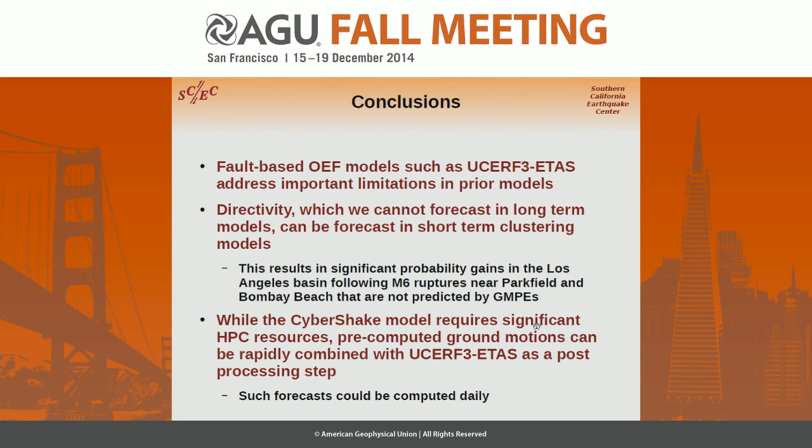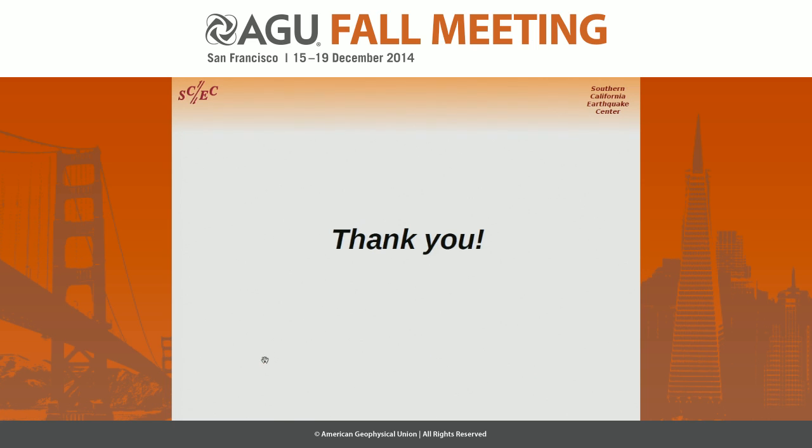So in summary, fault-based operational earthquake forecasting models such as UCERF3-ETAS address some important limitations in prior models. Additionally, directivity, which we cannot forecast in long-term models, can be forecast in short-term clustering models. And this results in significant probability gains in the Los Angeles basin following magnitude 6 ruptures near Parkfield and Bombay Beach. And finally, while the CyberShake model requires significant HPC resources, pre-computed ground motions can be rapidly combined with UCERF3-ETAS as a post-processing step, and such forecasts could be generated daily. Thank you very much for your attention.